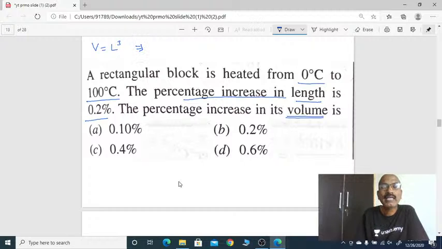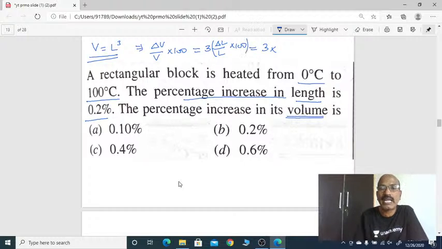So now go for change in volume by original volume into 100, because they ask percentage. We know that volume equals L cube. So change in volume by original volume equals L cube, right? Take the differentiation now. 3 into L cube, 3 will come, N into L power N minus 1. Do that now, right? So 3 into change in length by original length into 100. That's it.